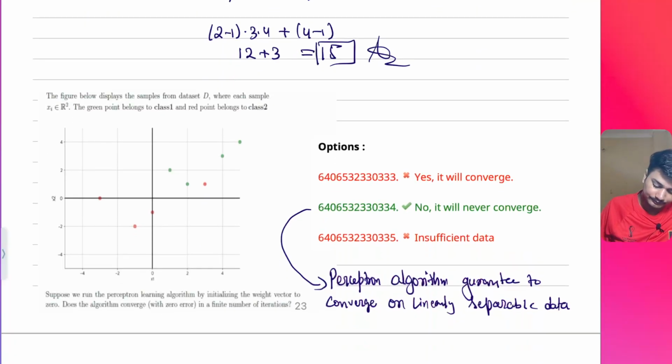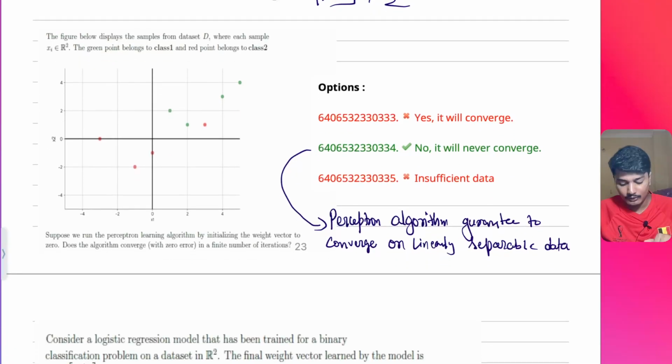Yes, next. The figure below displays a sample from the dataset D, where each sample xi belongs to R squared. The green points belong to class 1 and the red points belong to class 2. So this is the arrangement. Now the question is: suppose we run the perceptron algorithm by initializing the weight vector to 0.